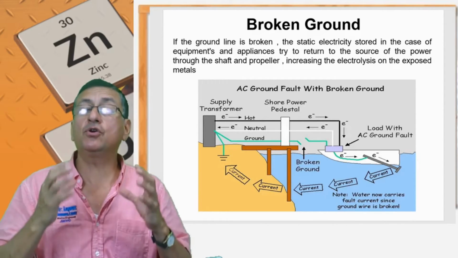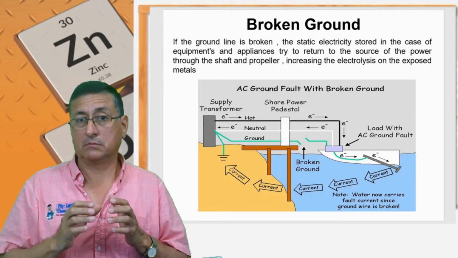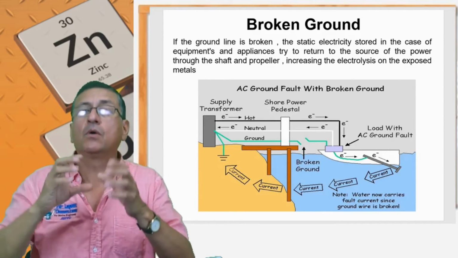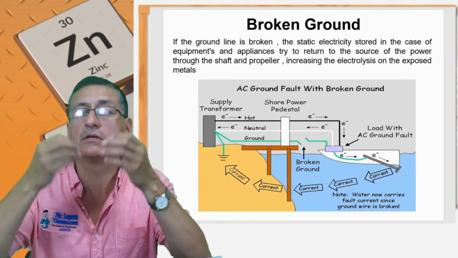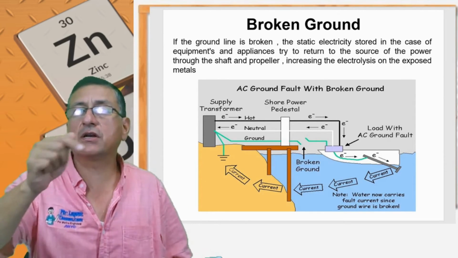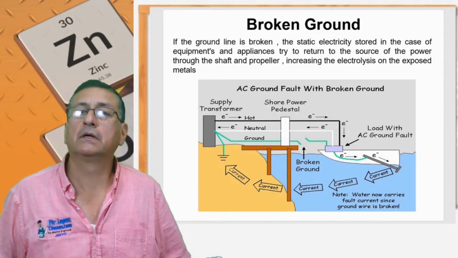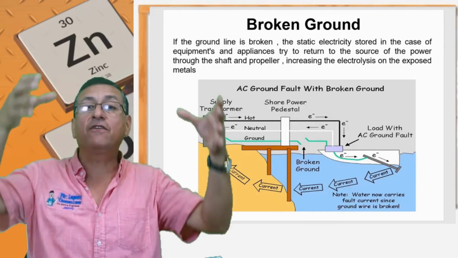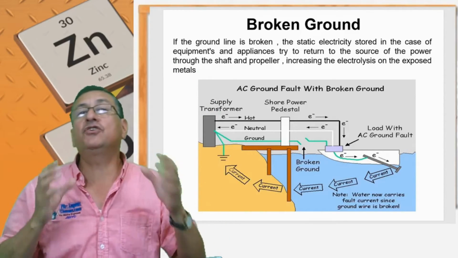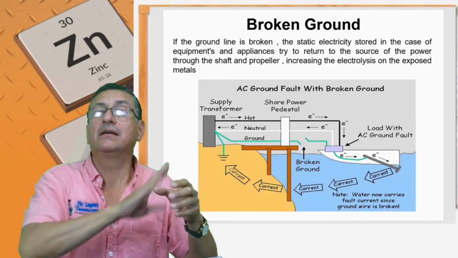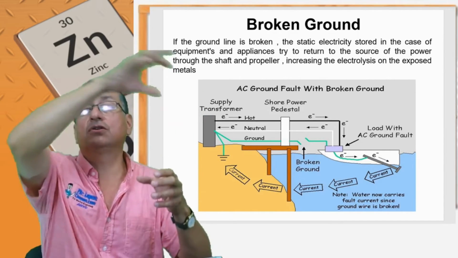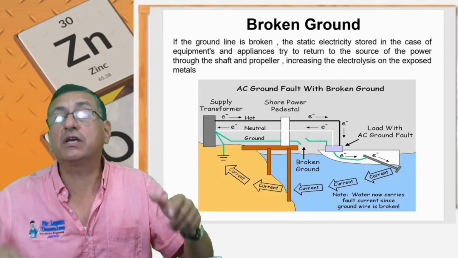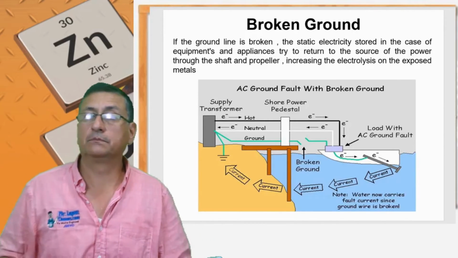The neutral is used to return the excess of current not used in the circuit when the motor or the load is running. The excess returns to the neutral. Okay, the ground connected from the case of the equipment into the ground is used to drain the jumped electrons stored on the case of the equipment. The ground is used to drain static electricity.